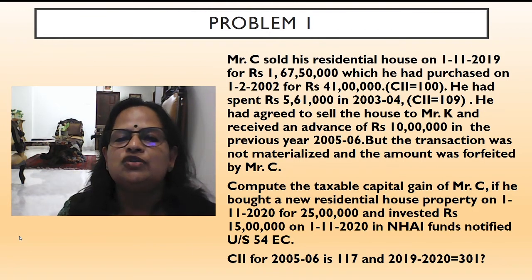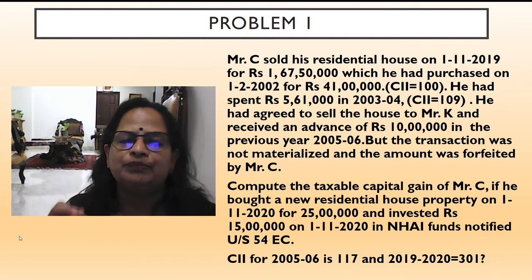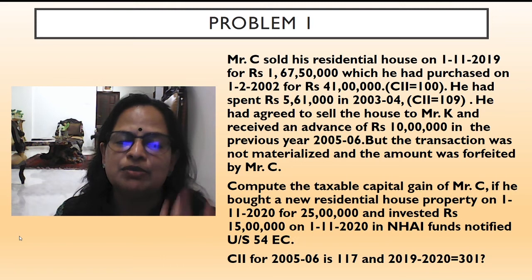He had agreed to sell the house to Mr. K and received an advance of 10 lakh in the previous year 2005-2006. But the transaction did not materialize and the amount was forfeited by Mr. C. In the earlier module also we have explained that. When the advance money is forfeited, one adjustment is important.